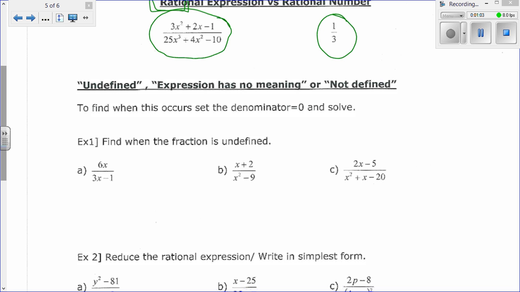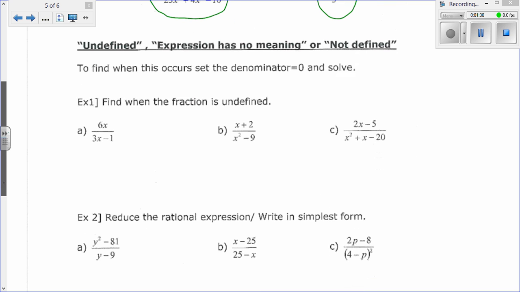And it means we look at the denominator. When this occurs, we set the denominator equal to 0 and we solve. This is when we were talking about domains. We had a fraction and we had to find what the domain was. We would set the denominator equal to 0, and then we'd say it was all the real numbers except for that value. Well, we're looking for that value that makes the denominator 0, and that's what we call undefined.